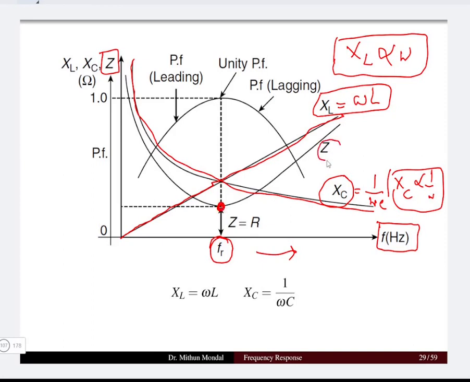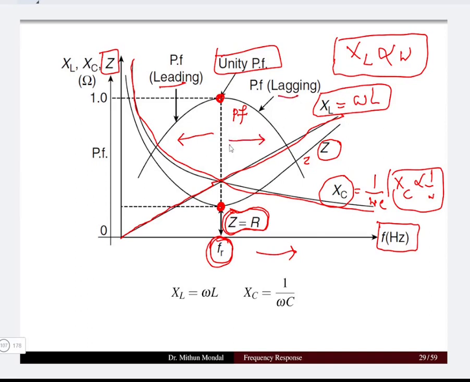So the impedance graph will have the minimum point, which is Z equal to R, and the power factor graph, if we draw it, will be under the unity power factor condition. So this is the power factor curve, this is the impedance curve. So power factor will be unity at the resonant frequency, and the impedance will be minimum, equal to the resistance, and current will be maximum. Below the resonant frequency, the circuit will be leading in nature, and above the resonant frequency, the circuit will be lagging in nature.